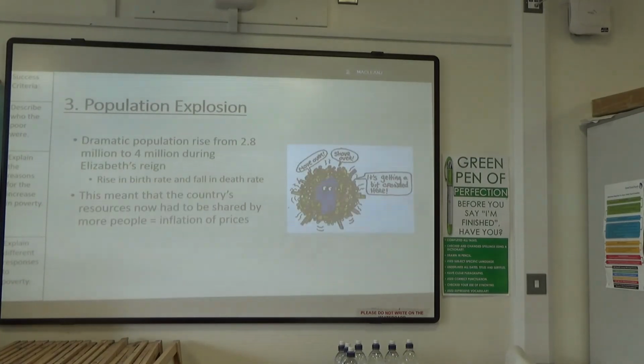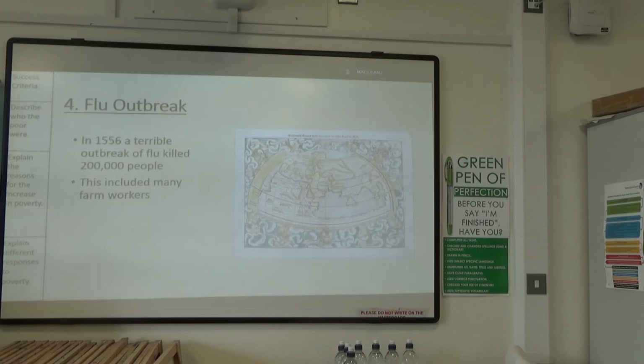So that's point 2. Point 3, ladies and gentlemen, was a population explosion. So basically the birth rate went up and death rate fell, which meant that there were lots and lots more people. It went from 2.8 million people to 4 million during Elizabeth's reign. Now that says that within the country it was very settled, but of course that's a significant population increase. And the last thing, and actually this is very apt for what we're doing today.